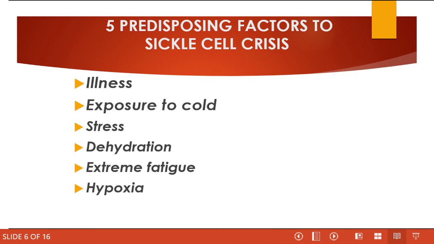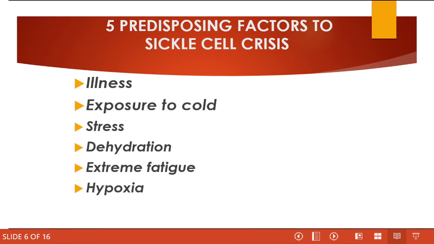Exposure to cold. What you can explain here is that exposure to extreme cold temperatures causes constriction of blood vessels. Hence, this increases the chances of occlusion by sickle-shaped cells. Then we have stress. Stress increases oxygen demand. This will cause hypoxia and lead to crisis.